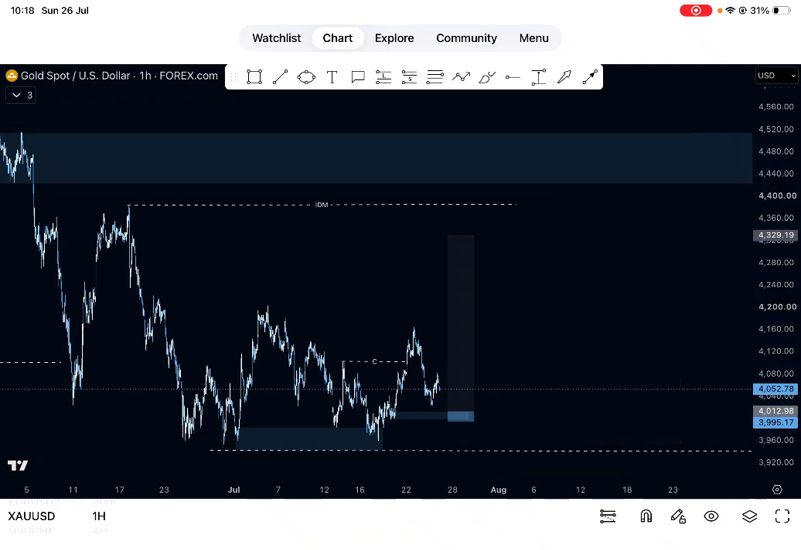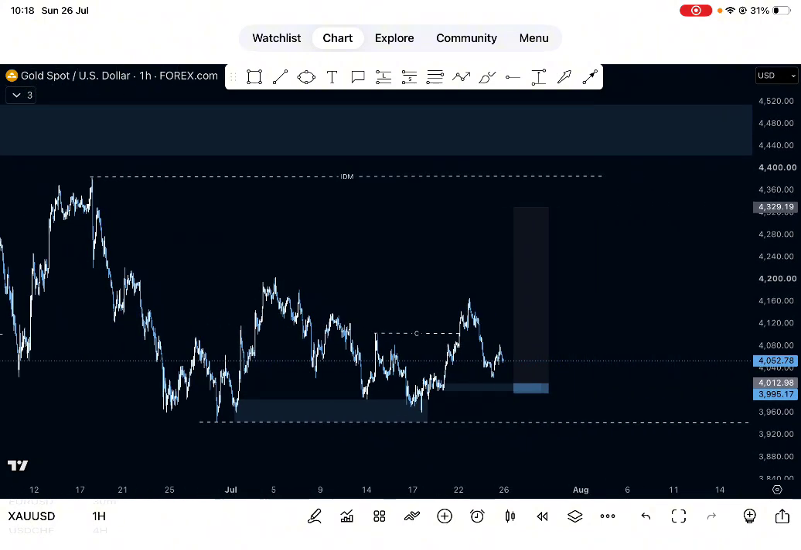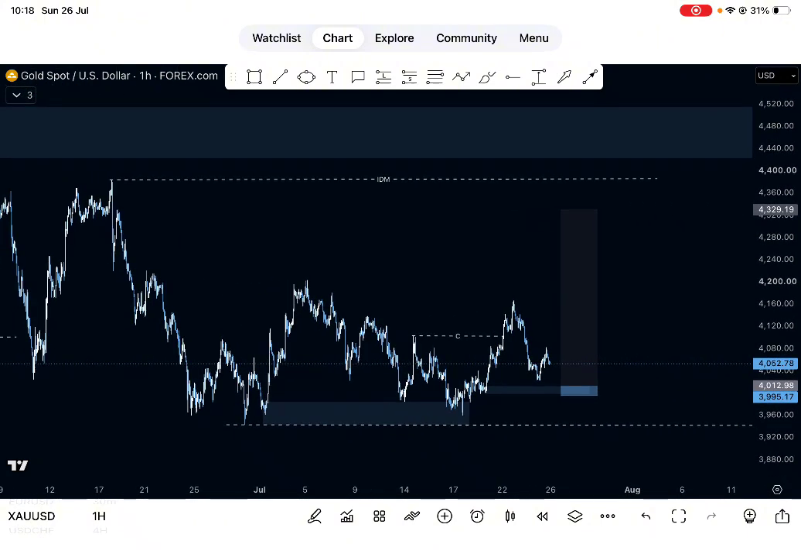So this is the possible scenario I'm looking at for gold for the new week. So yeah, that's basically everything.